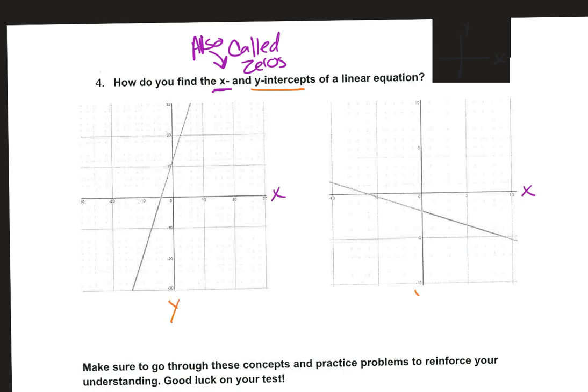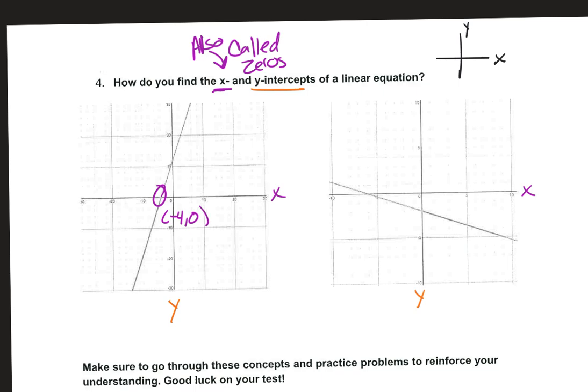Let's label the x's and the y's. Where does it cross the x-axis? Right here. That looks to be about -4, 0. Look at the next one. Where does it cross the x-axis? Right about here. That looks about -6, 0.